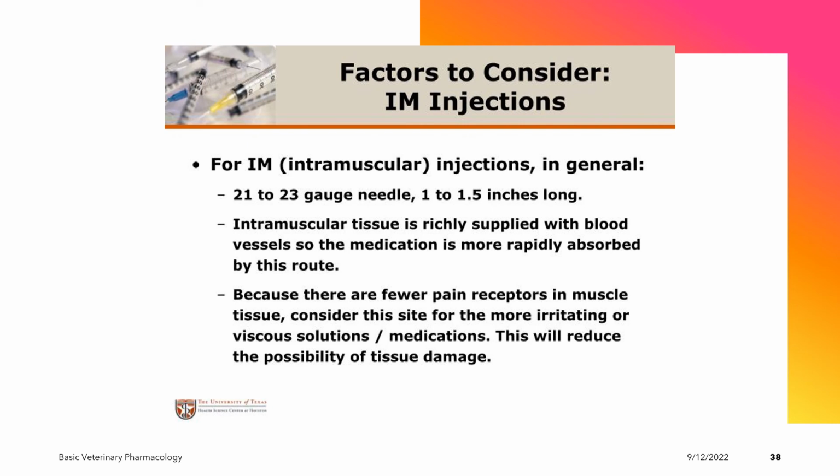This is an adapted slide showing the factors to consider in IM injections in dogs. For IM injections, in general, the needle that is needed is a 21 to 23 gauge needle, and the length is about 1 to 1.5 inches long. The intramuscular tissue is considered to be richly supplied with blood vessels, so medication is more rapidly absorbed by this route as compared to the SC route of drug administration. Because there are fewer pain receptors in muscle tissue, consider this site for more irritating or viscous solutions or medications. This will reduce the possibility of tissue damage. So this is one of the advantages of the IM route of drug administration.